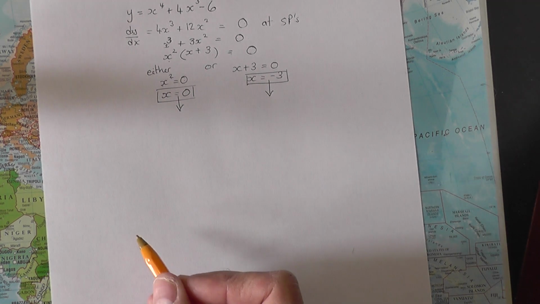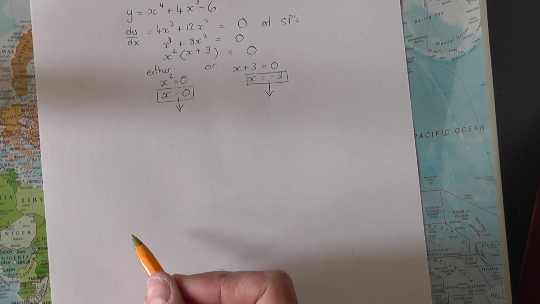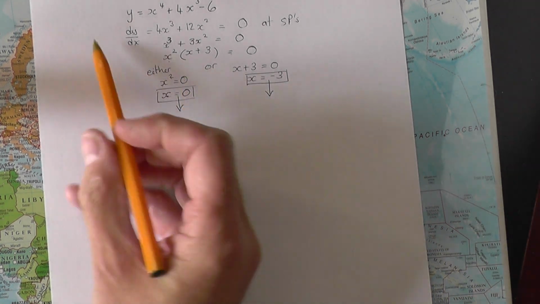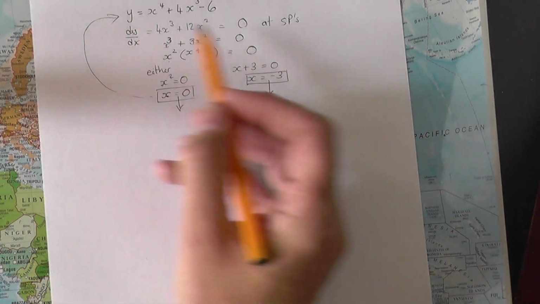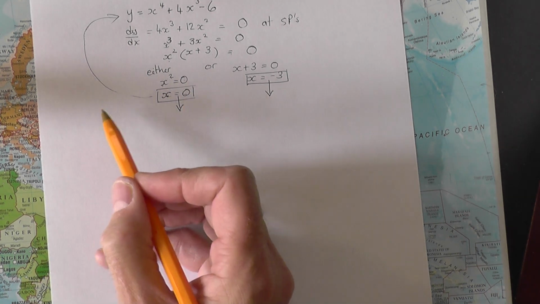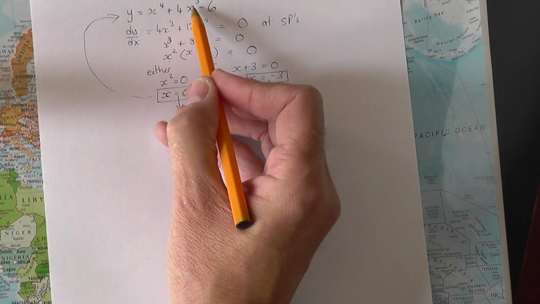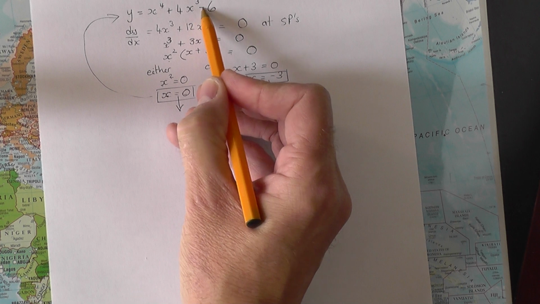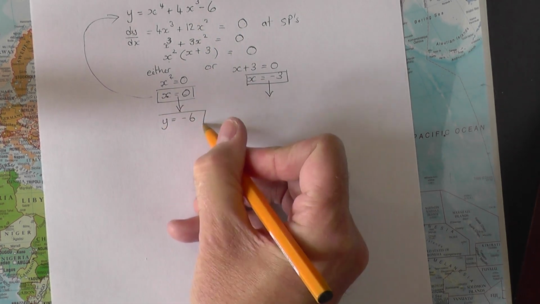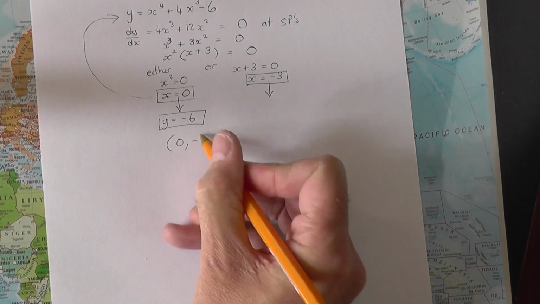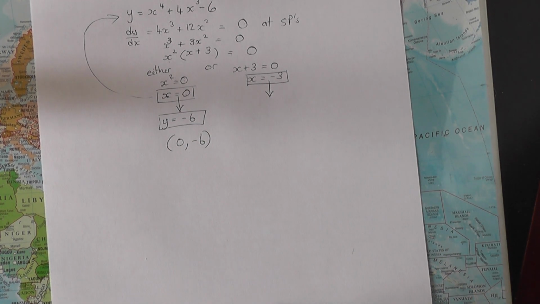So we've got the actual point itself, which we can plot later. So if x is 0, go back to the curve now. So we go back to the curve, and everywhere you see x, you replace it with 0. So 0 in there, 0 in there, so y will simply work out to be minus 6. You can do that very easily in your head. So there is the point 0, minus 6 of the first stationary point.